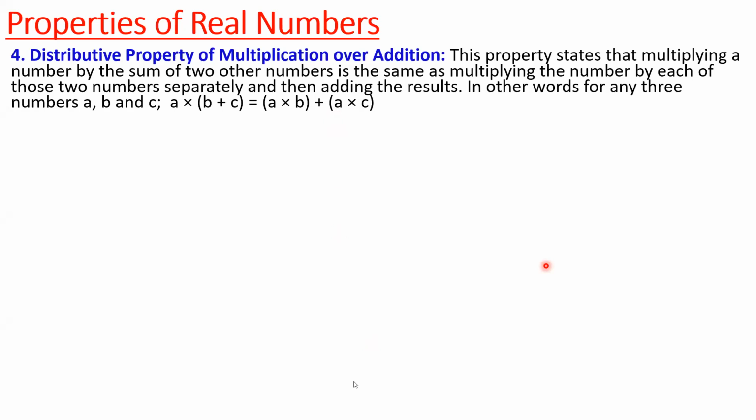Distributive property of multiplication over addition. This property states that multiplying a number by the sum of 2 other numbers is the same as multiplying the number by each of those numbers separately, and then adding the results. In other words, for any 3 numbers, A, B, and C, A times (B plus C) equals (A times B) plus (A times C). Very good. So what are we actually saying with this, right?